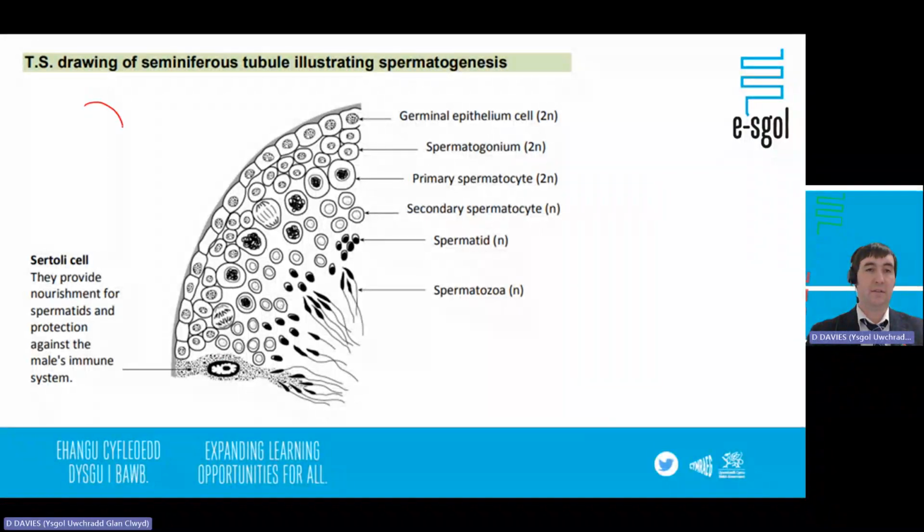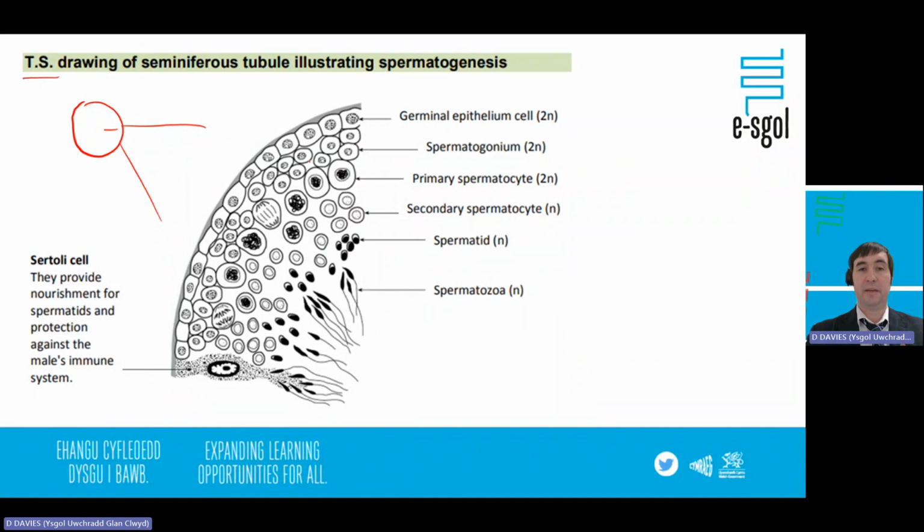If that's the tubule, this is just a cross section of one piece. You do have running down here these Sertoli cells. The Sertoli cells provide nourishment and protection against the immune system, because these are going to have a different genetic makeup to the organism, aren't they? These are going to be haploid. These are going to be different genetically to these ones here, so they need some protection from the immune system because of that.